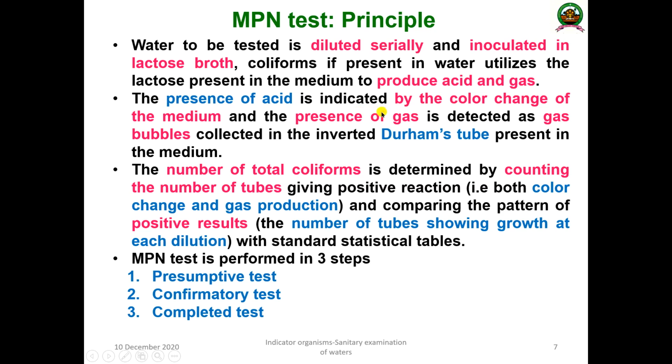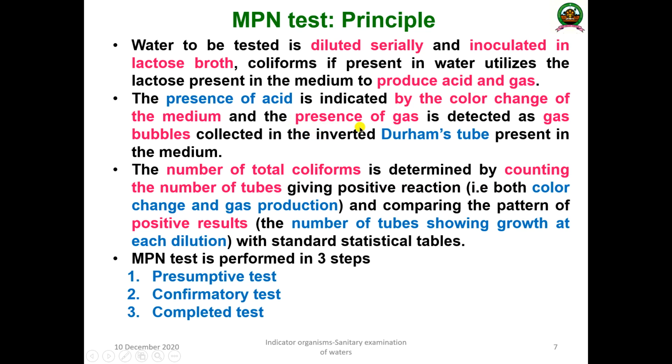The presence of acid is indicated by the color change of the medium. In this lactose broth or any other medium, we use a pH indicator, a particular colored substance. The medium has a particular pH. If acid is produced, the pH changes to an acidic level, then the indicator changes to the corresponding color, so we can see the medium in a particular color.